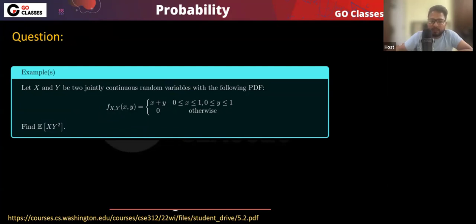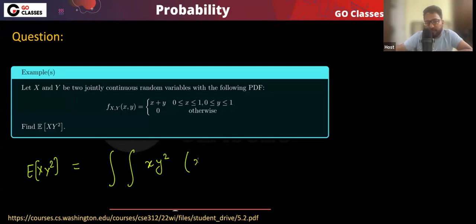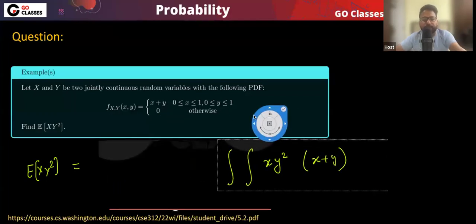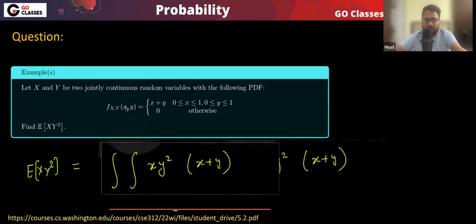Let's just do this. So you want to find out the expectation of x y square. So you can put double integration, where you need to put x y square, and then this is f of x y, which is x plus y. Is this fine to everyone, or is it hard to understand? See what I'm saying?